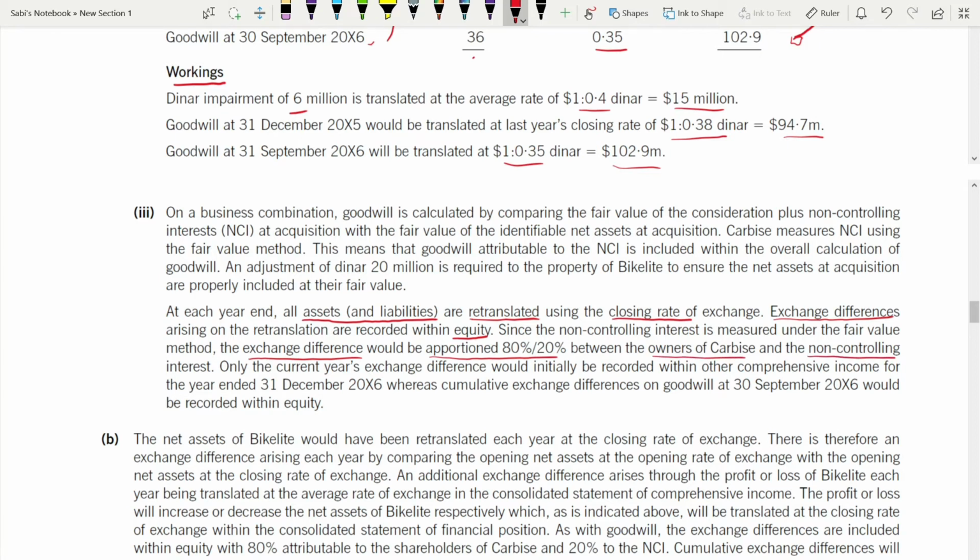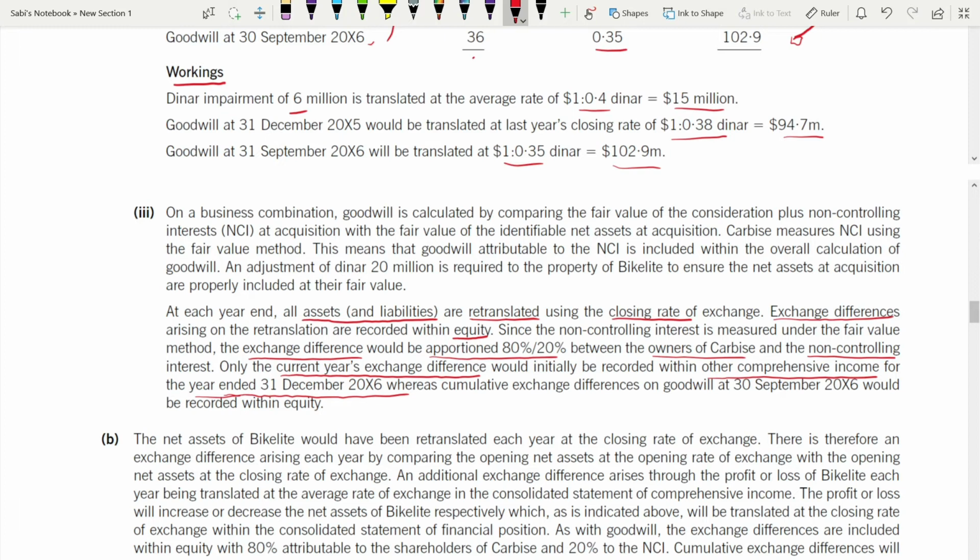Only the current year's exchange differences would initially be recorded within other comprehensive income. Where do you record it? Exchange differences: not in exchange gain, you don't record it under income, or exchange loss, you don't record it under loss expense. You record it under other comprehensive income. This is a gain, right? So other comprehensive income, the current year's, not the previous years, all those ones. This is the current year. So for this year, exchange differences will be recorded in other comprehensive income. Write the year also. Very important that you write the year. For which year? Year ended 31st December 2006.